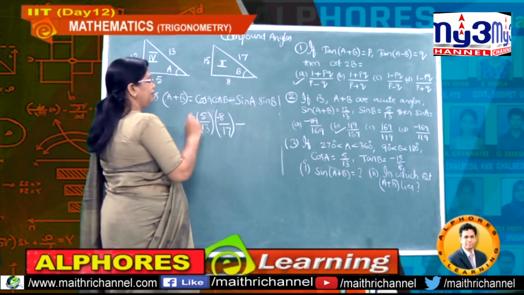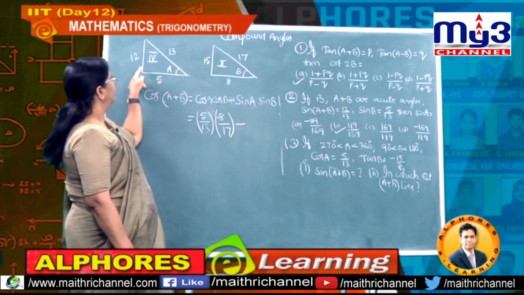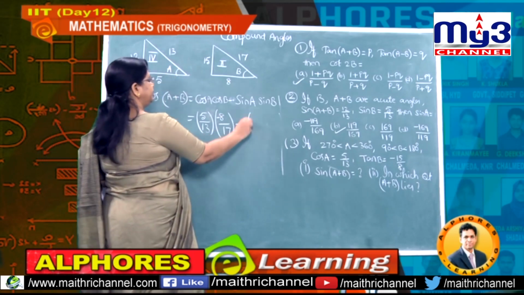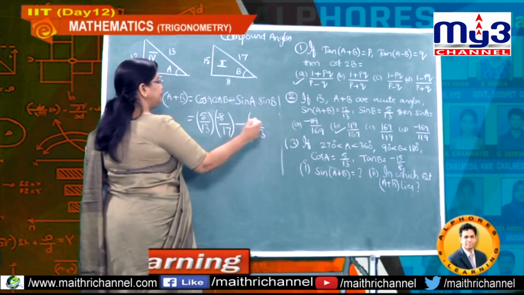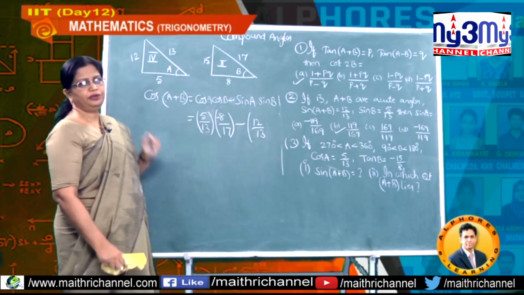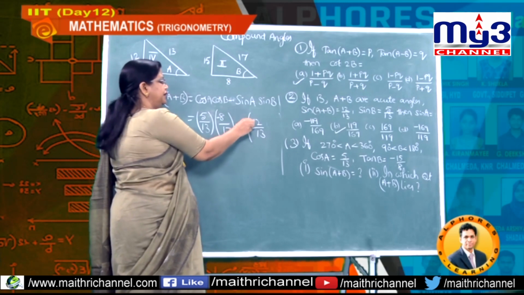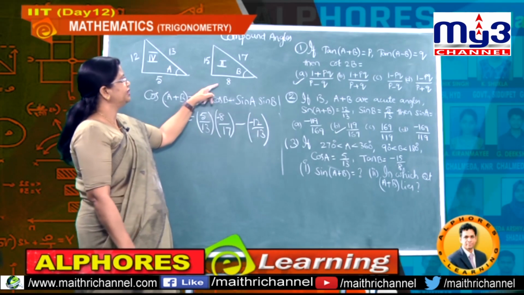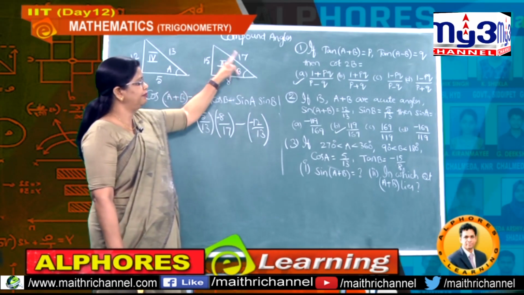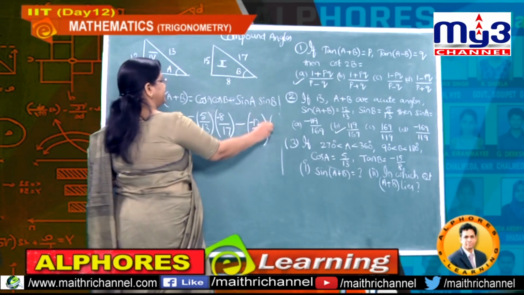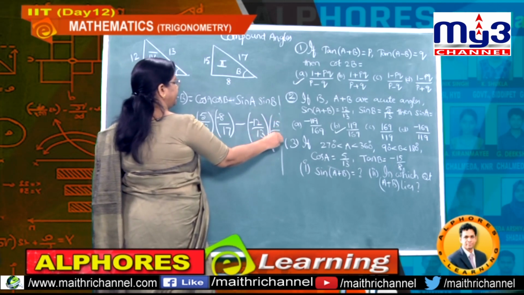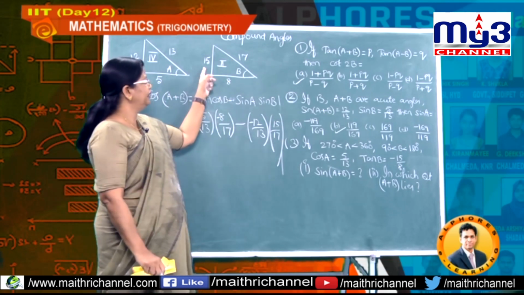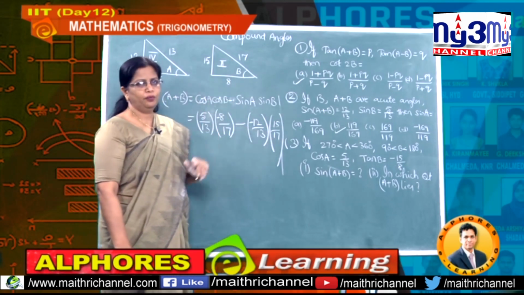Next value, minus sin A. What is sin A? 12 divided by 13. So 12 by 13, and again A belongs to which quadrant here? Fourth quadrant, therefore you have to put here minus symbol, understand? Now sin B, what is sin B here? 15 divided by 17. So this is 15 by 17, and now which quadrant is B in? Second quadrant, and in second quadrant sin value is positive.